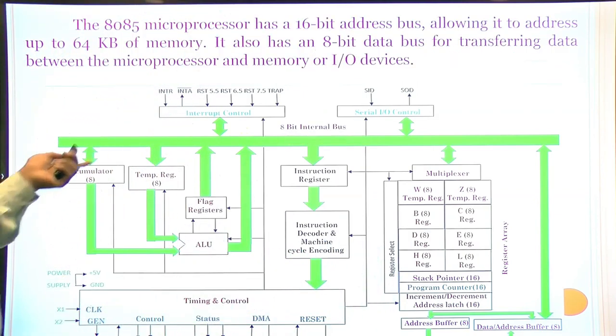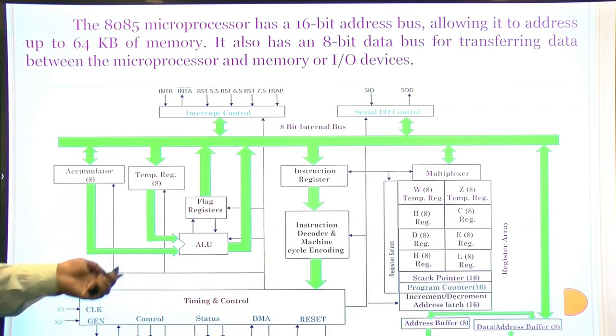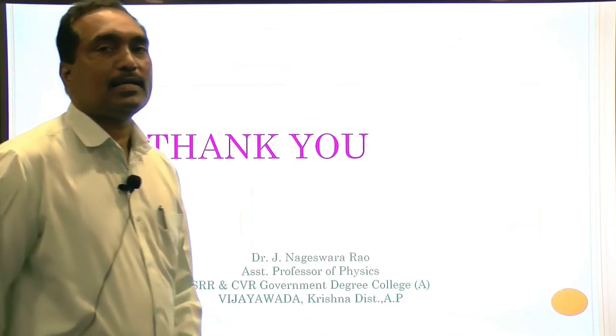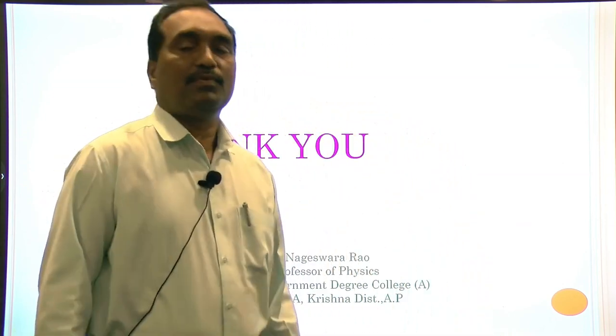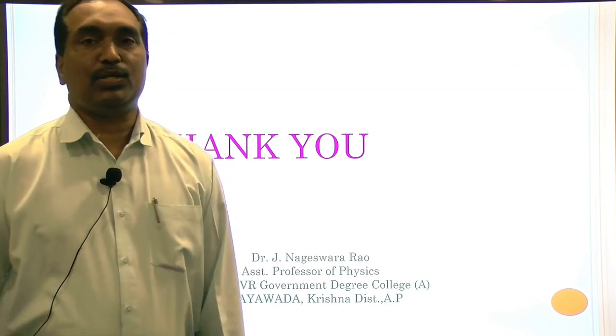These lines form a 16-bit address bus. This allows it to address up to 64 kilobytes of memory. So this is about the architecture of the 8085 microprocessor. In the next class, we will discuss the organization of registers in 8085.